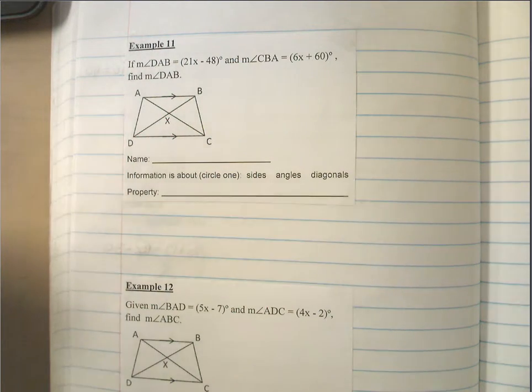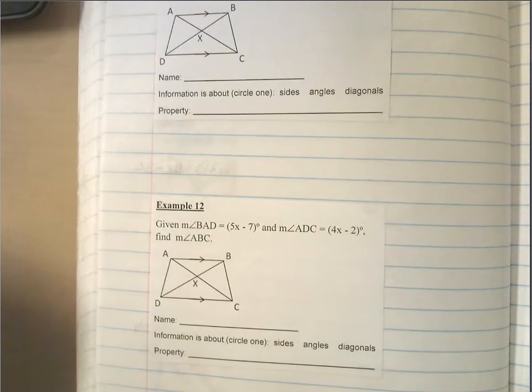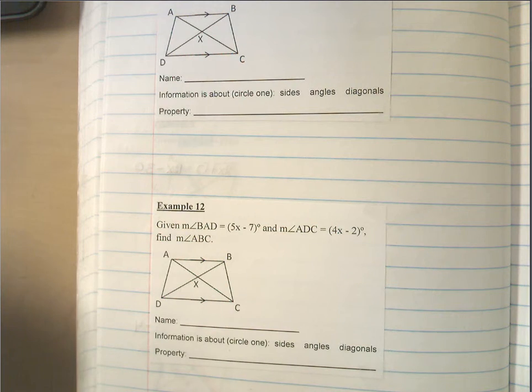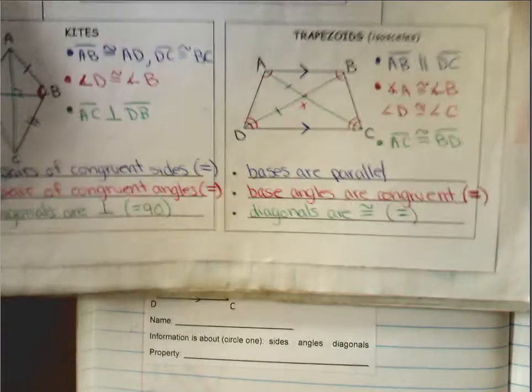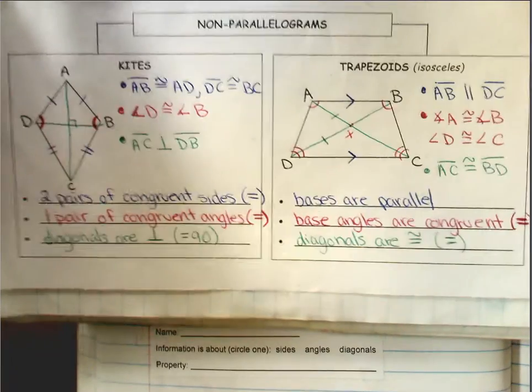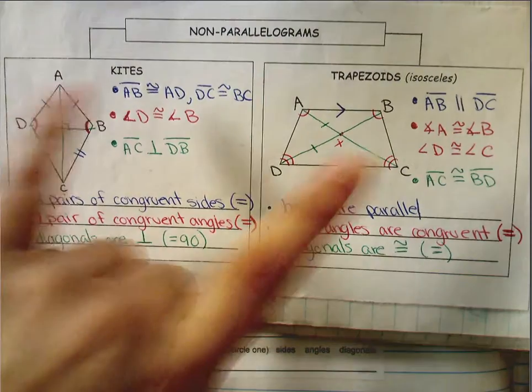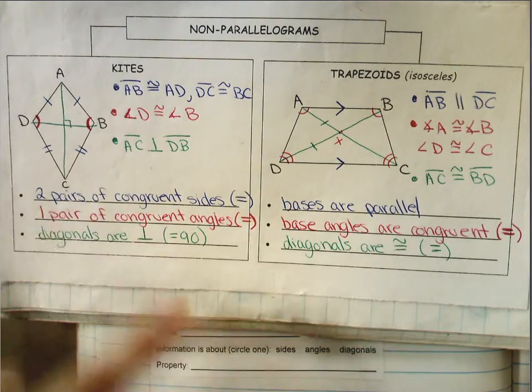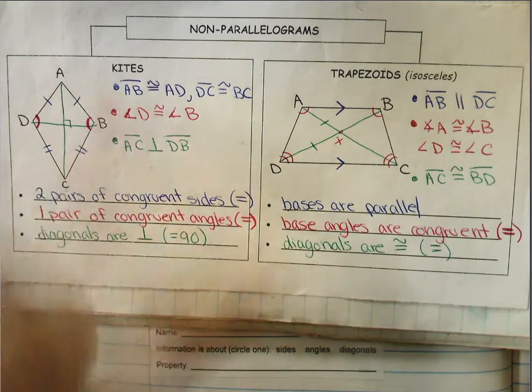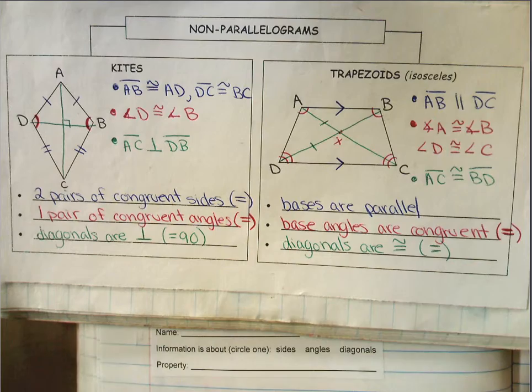Alright, this is the last section for 11.3. This is part 3. We're going to be focusing today on non-parallelograms, which we already took notes on during class. So non-parallelograms, I have two. I have kites and I have trapezoids. There's 3 different properties for each of them, and we're going to see them in the examples that I'm about to set up.